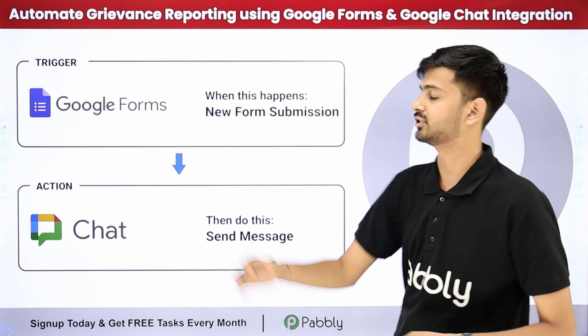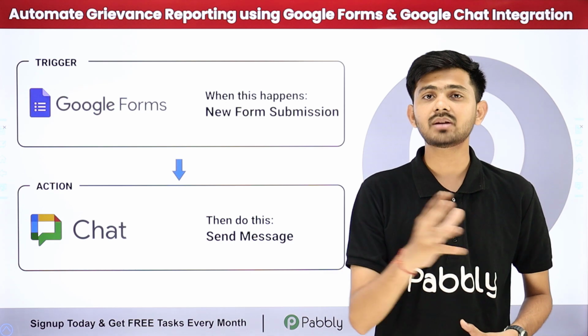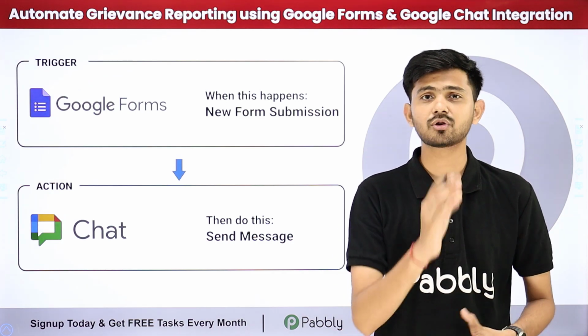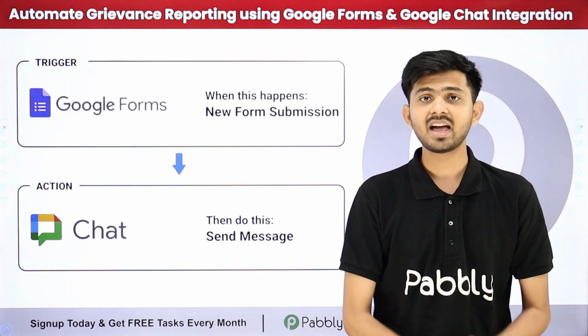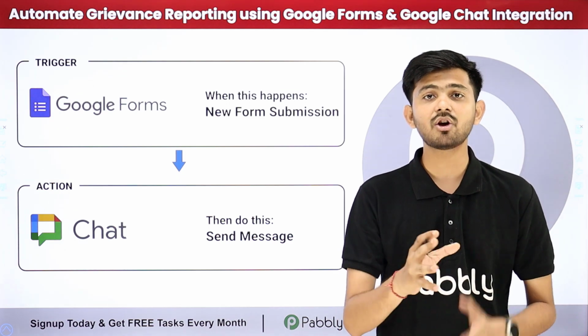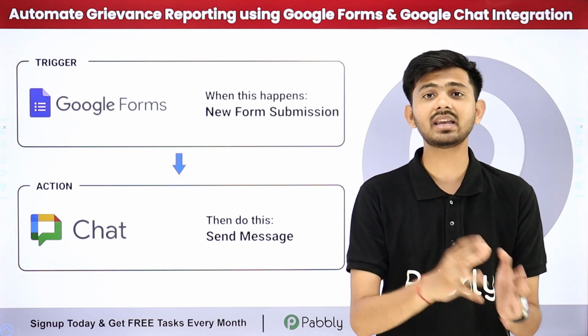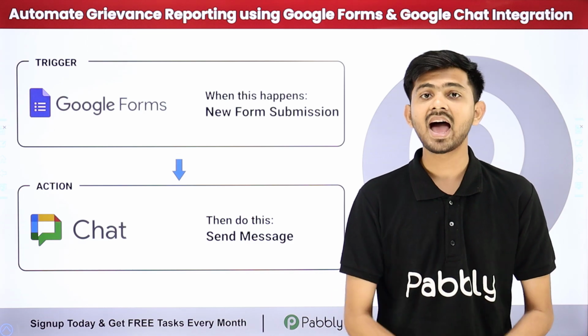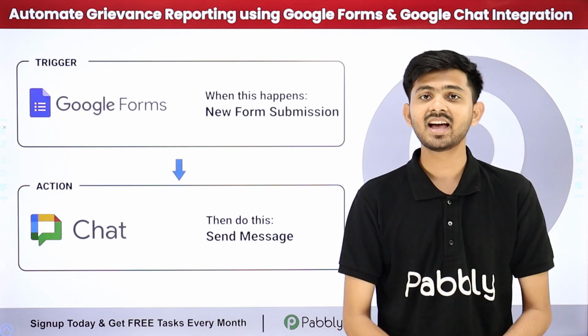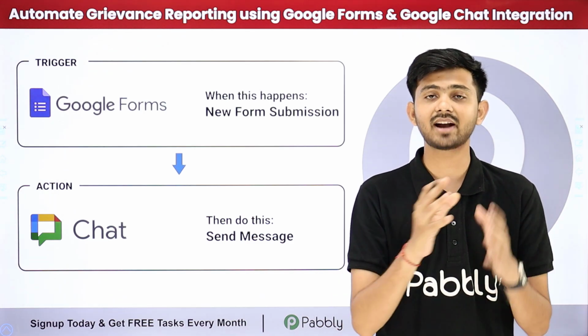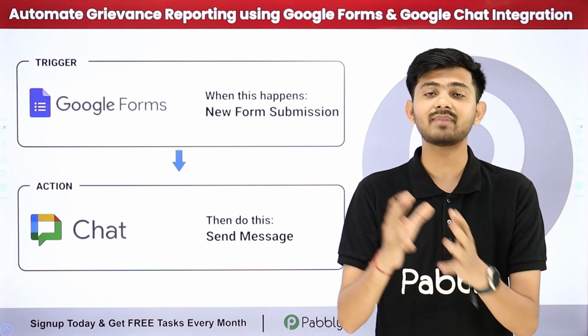Today our topic is how to automate grievance reporting using Google Forms and Google Chat integration. So here I'm an HR manager at a company and I have created a Google form for the grievance reporting. Now what I want is that as any of my employees faces any issue or any grievance, then they can fill out that form, and as I receive that form submission, then automatically I want to send that on Google Chat space where I have my team.